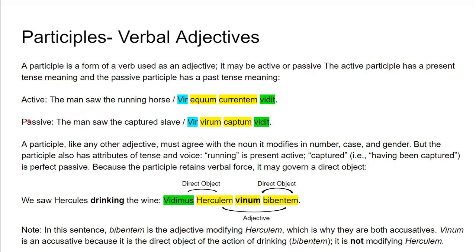Now, let's look over here and see what happens when we shift the participle into both the past and into a passive voice. So the man saw is still the core of the sentence. The same main action is happening of the man seeing, a perfect tense verb. So the man saw. Now, what did he see? He saw a different man. He saw a man. So the man saw a man.